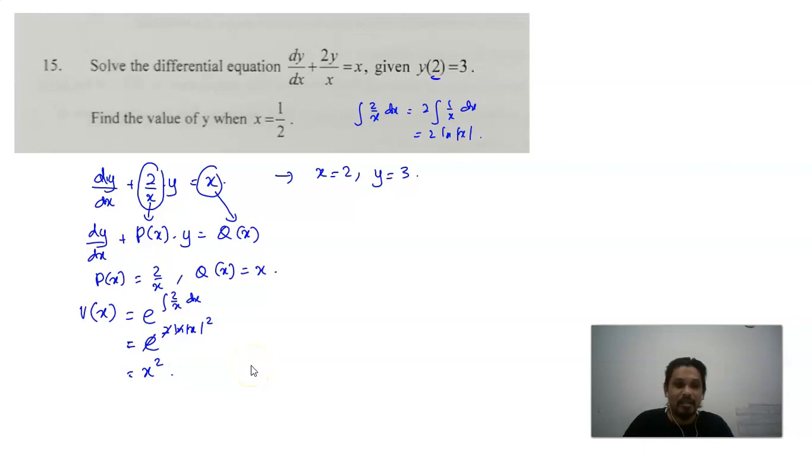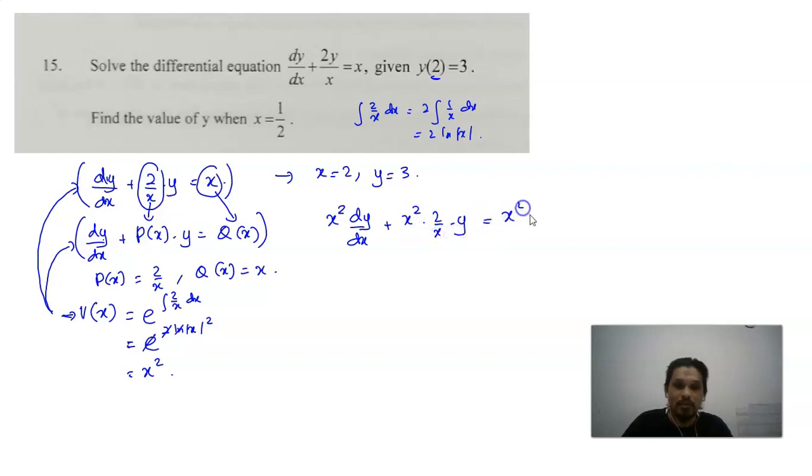This v(x), we multiply with every single term that we have in the equation in this form, which means that we're going to multiply here: x squared dy/dx plus x squared times 2 over x times y equal to x squared times ln x.